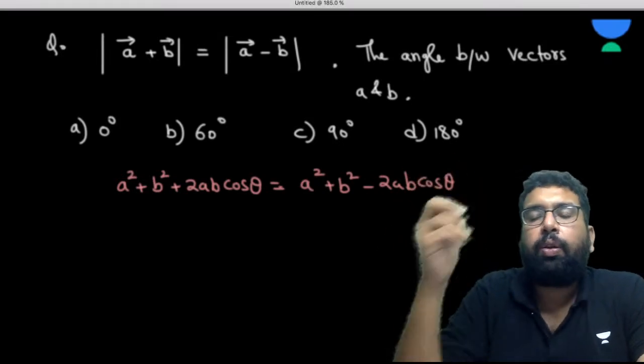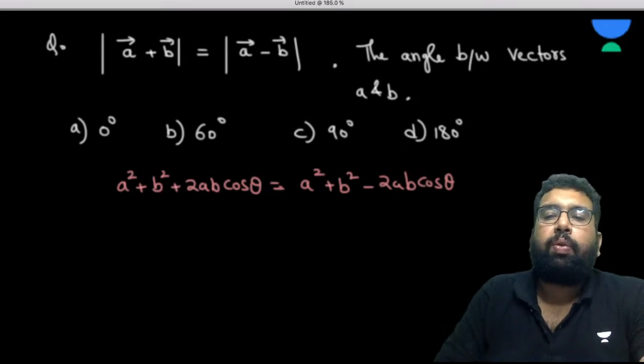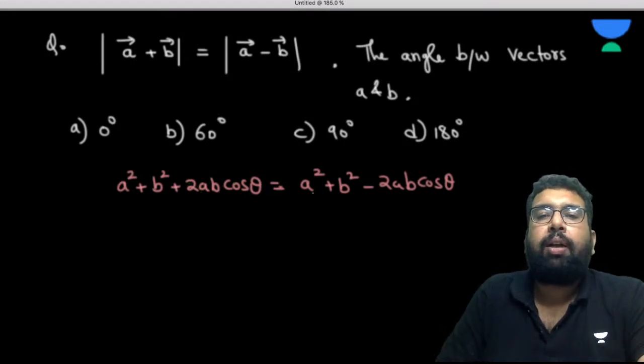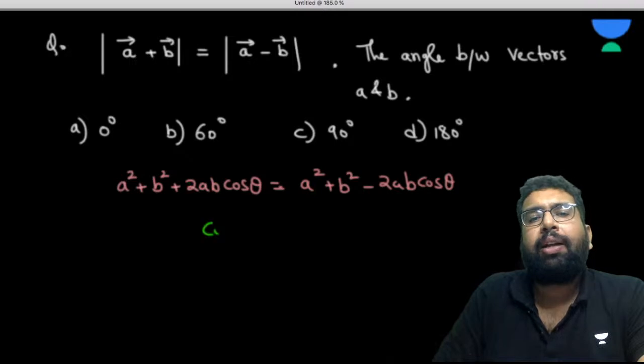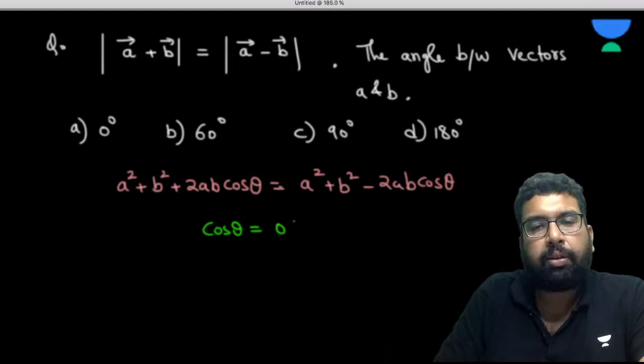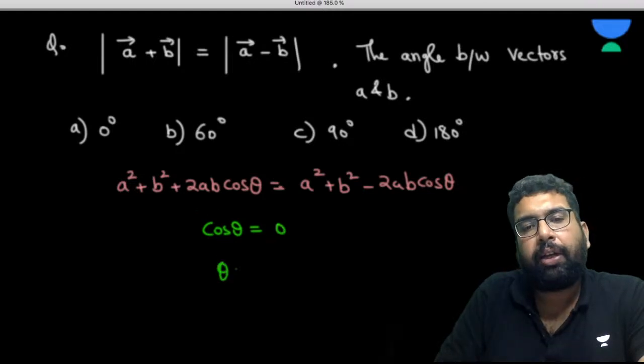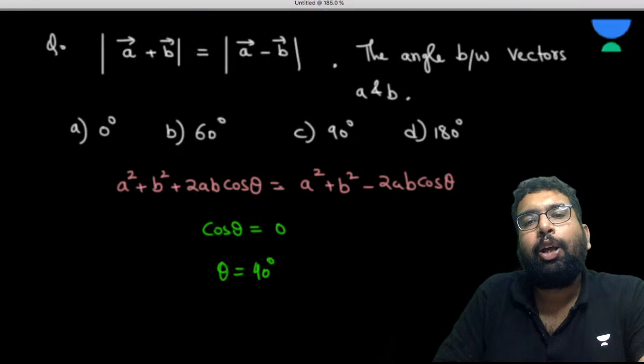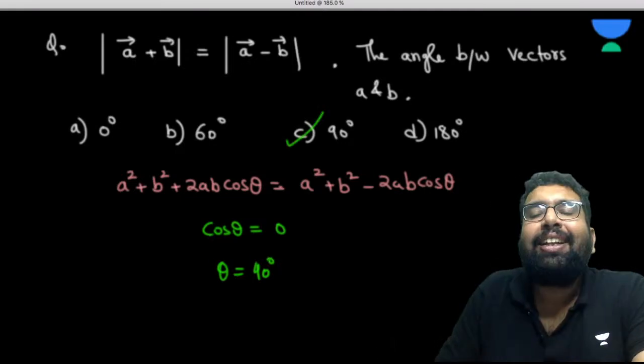Okay, so from here can we write A square plus B square will be cancelled out. So here cos theta is obviously becoming 0 now. So 2AB plus 2AB will be 4AB. 4AB cos theta is equal to 0. So from here we can write theta is equal to 90 degree. So this is the only condition when these two are equal.